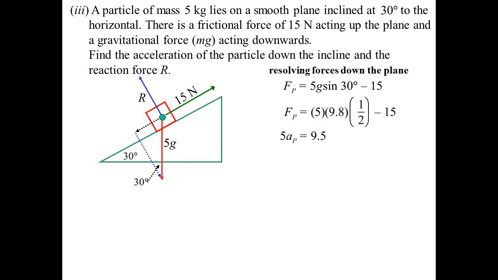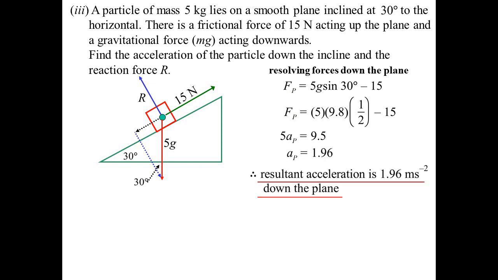Force is mass times acceleration. Mass is 5 kilograms. So I know 5 times the acceleration, that's what I'm trying to find here, would end up being, bit of calculation there, 9.5. So the acceleration down the plane is 1.96. Also wanted me to work out this reaction force.